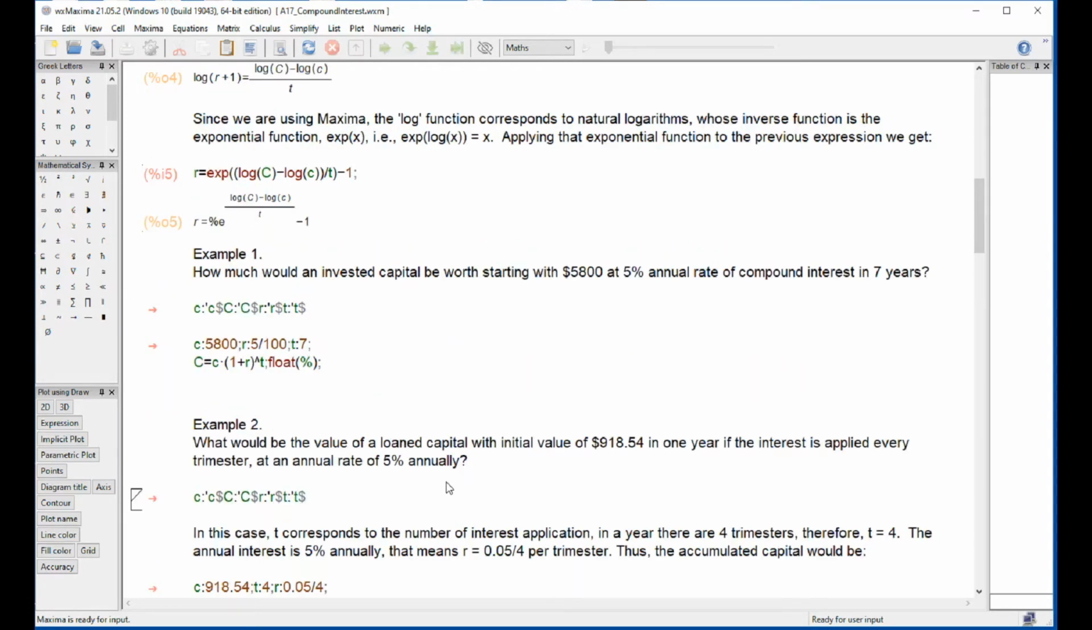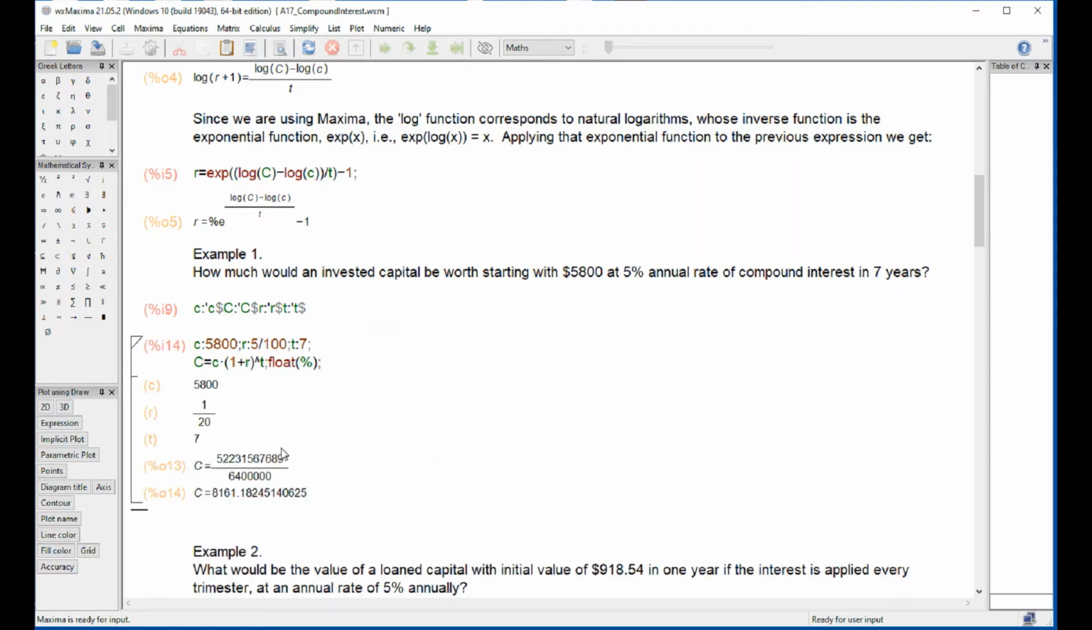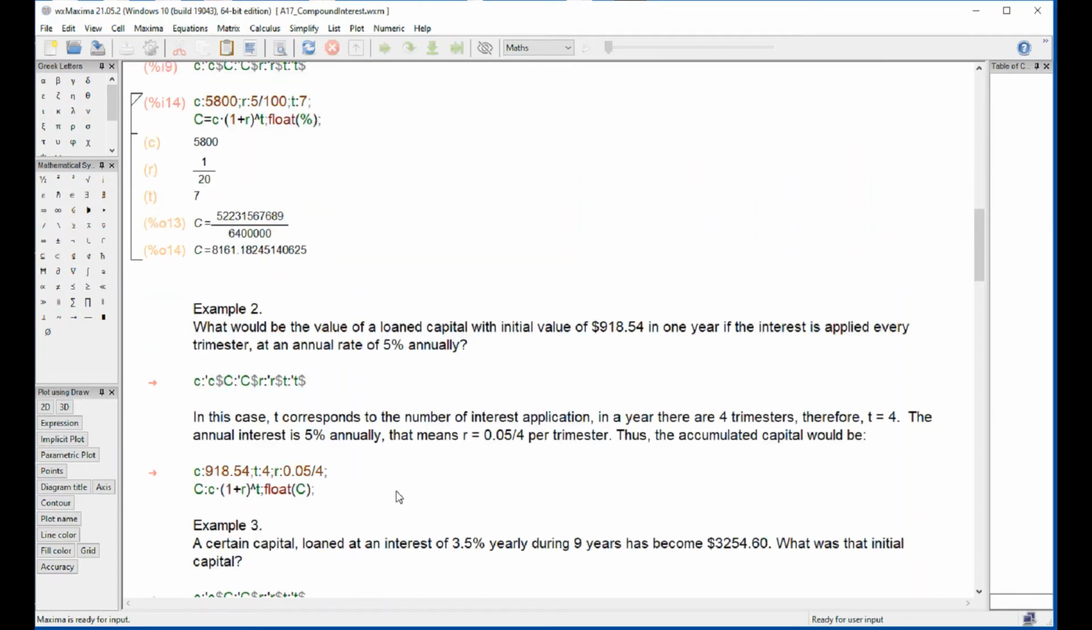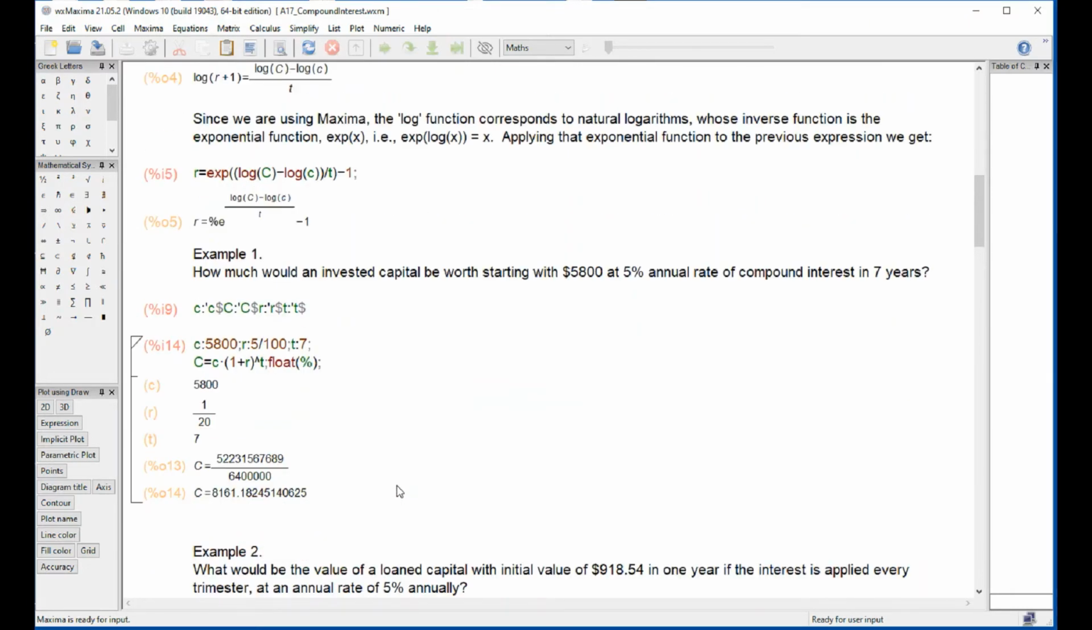And so clearing all the values right here, if I give you a capital of $5,800 at a rate of 5%, 5 over 100, in 7 years, and a yearly interest rate, the total capital accumulated will be $8,161.18 after 7 years. And that's the magic of compound interest. You let your money work, it grows.